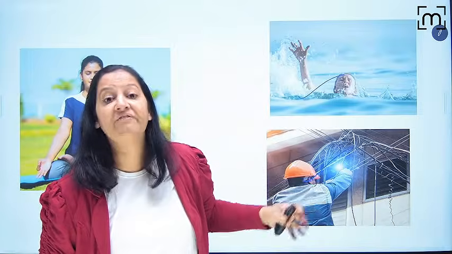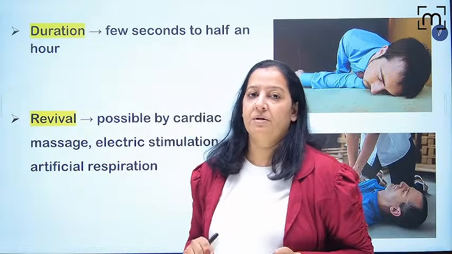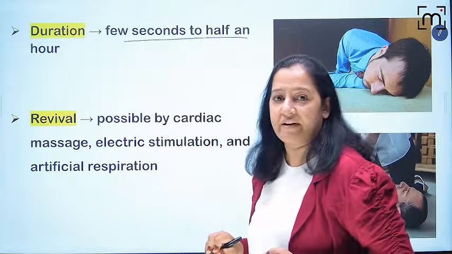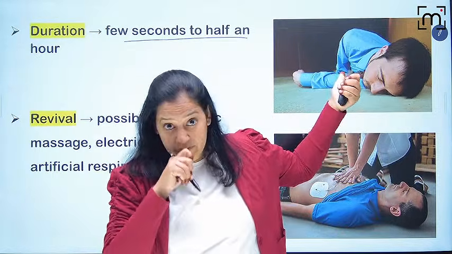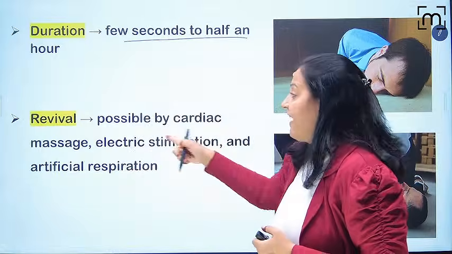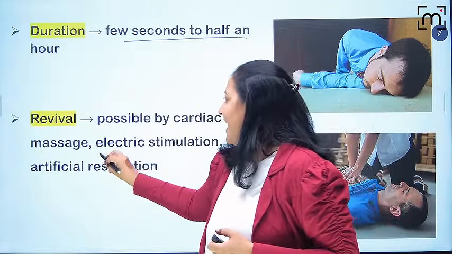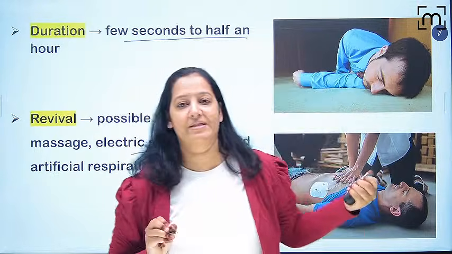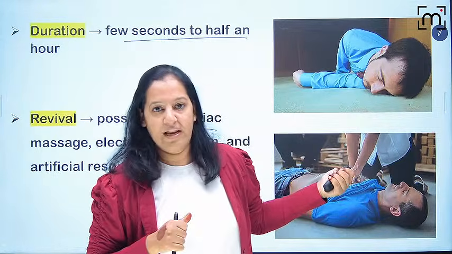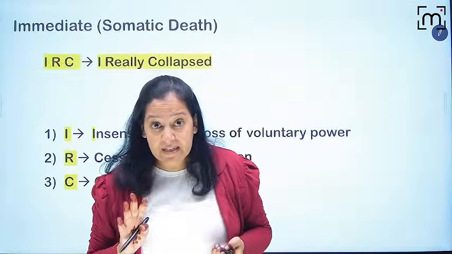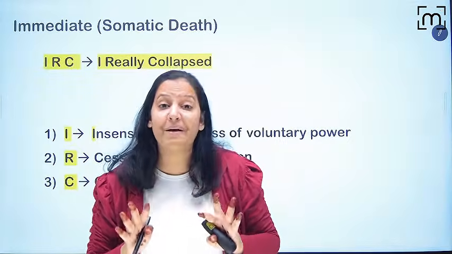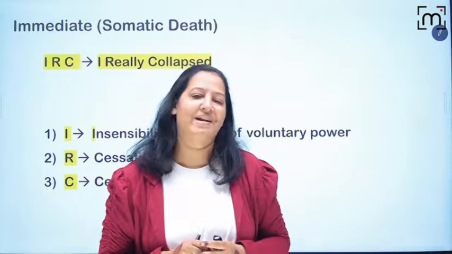So these are the two types of suspended animation. In case of yoga, it's voluntary. In case of drowning, electrocution, vagal inhibition, it's involuntary. It can last from a few seconds to half an hour, and revival is possible with the help of cardiac massage and electric stimulation. So that is a short note on suspended animation.